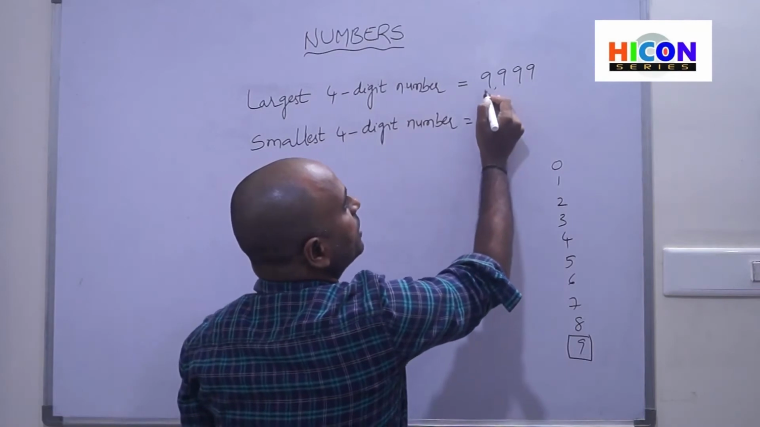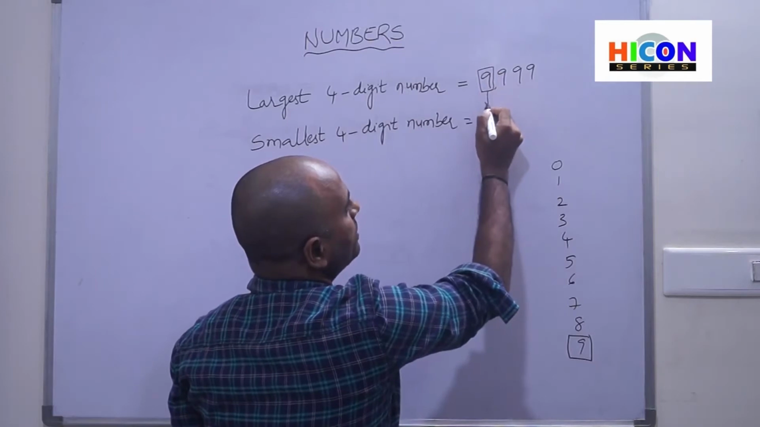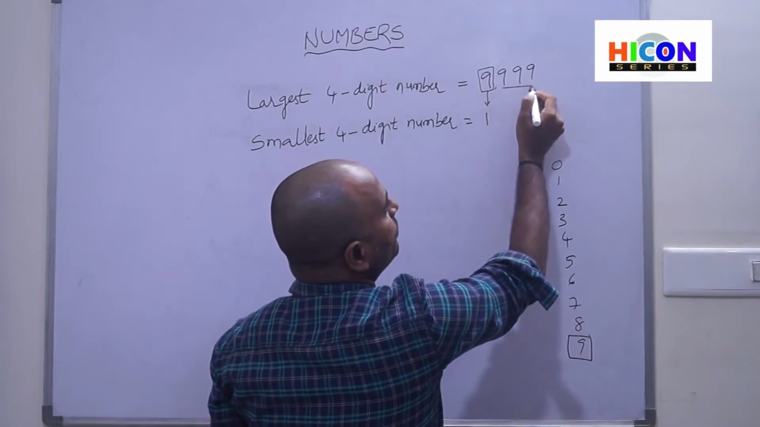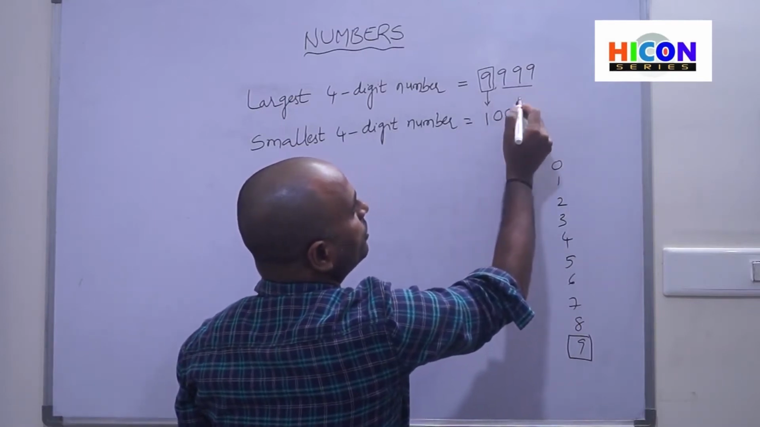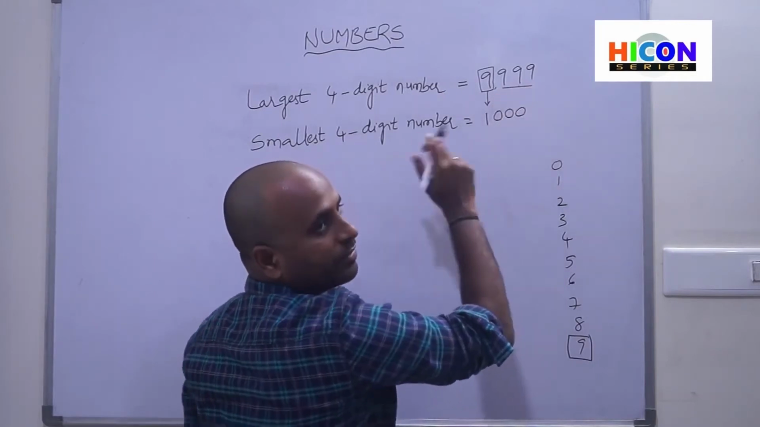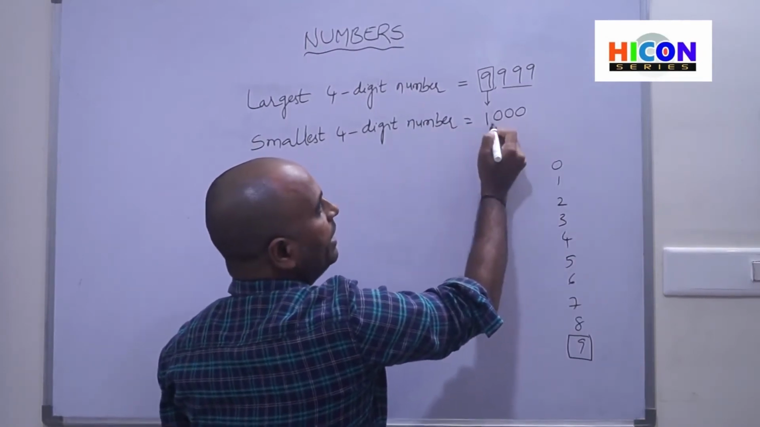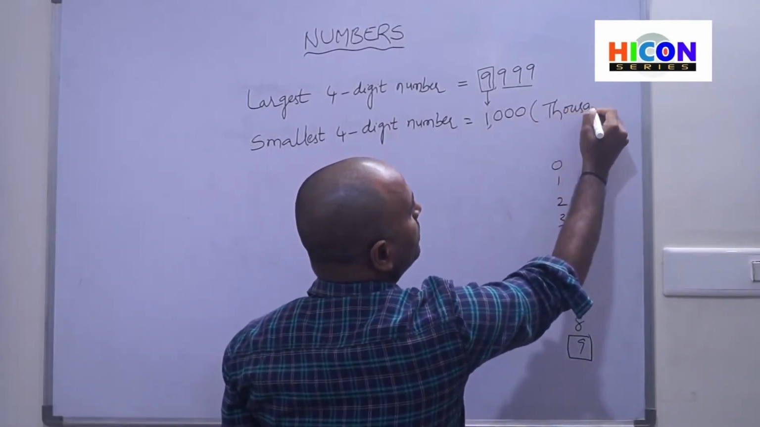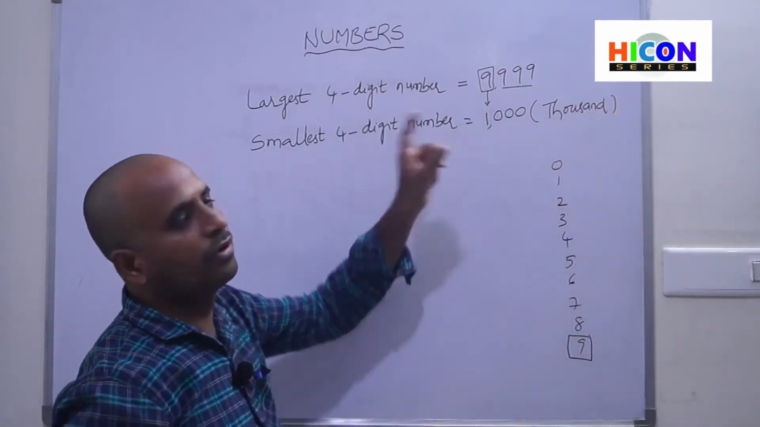First, replace the first 9 with 1 and replace the other 9s with zeros, that is 0, 0, 0. There are 3 remaining 9s, so we write 3 zeros after 1. This is the smallest 4-digit number, and it can be read as 1000. So 1000 has 3 zeros.